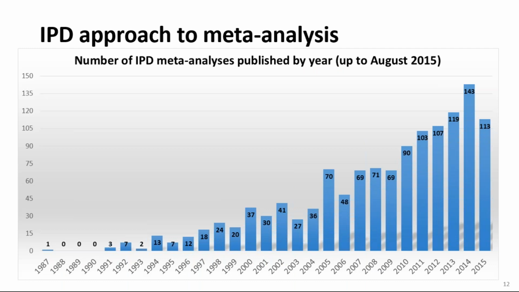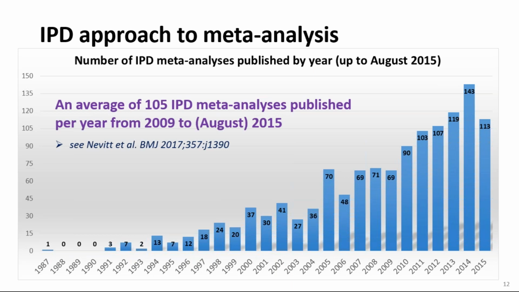So the number of IPD meta-analyses that are being done over time, going all the way back to 1987, the first one that I could find, up until August 2015, when I was doing this work, are really increasing rapidly over time, as this graph shows. And actually looking from around 2009 up to 2015, when I finished this search, it's actually an average of 105 IPD meta-analyses per year that are being reported, which is a great increase from the 90s and the early 2000s. This is definitely a method which is being increasingly used.